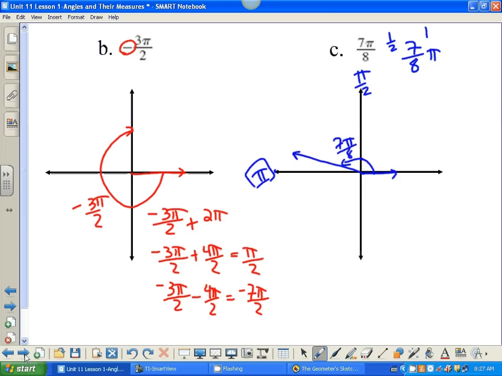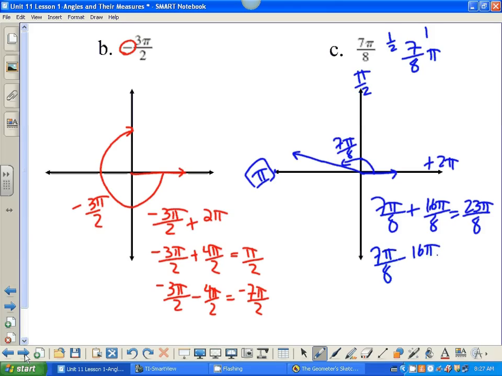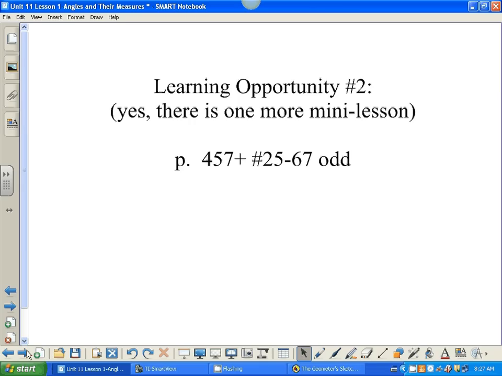And if we want to get my coterminal angles, I'm going to take 7 pi over 8, and I'm going to add 2 pi, which would be 16 pi over 8. So 23 pi over 8 would be a positive coterminal angle. And then if I subtract that, I'm going to get negative 9 pi over 8 as another negative coterminal angle. So now you can attempt page 457, 25 to 67 odd.